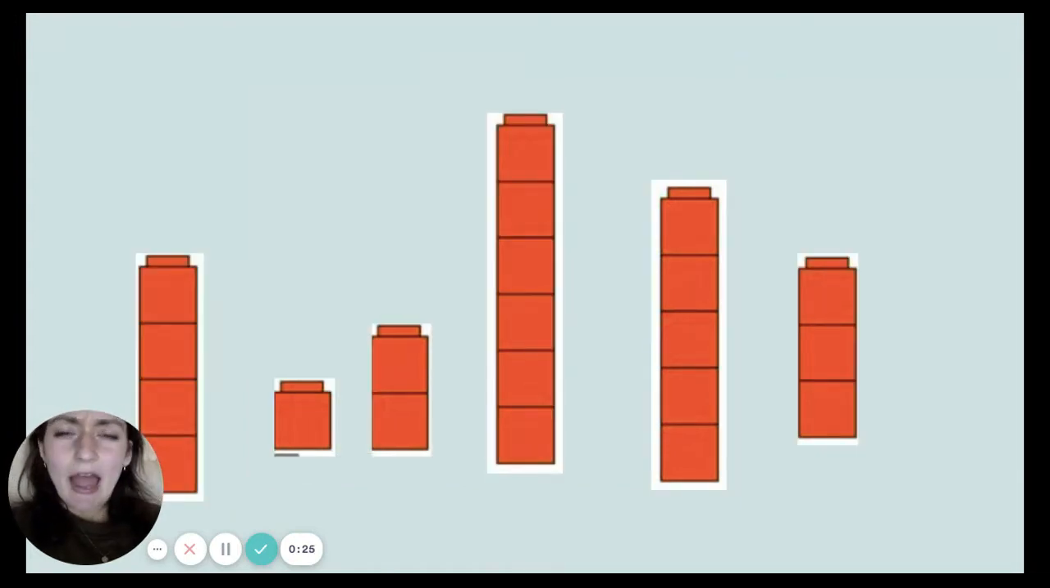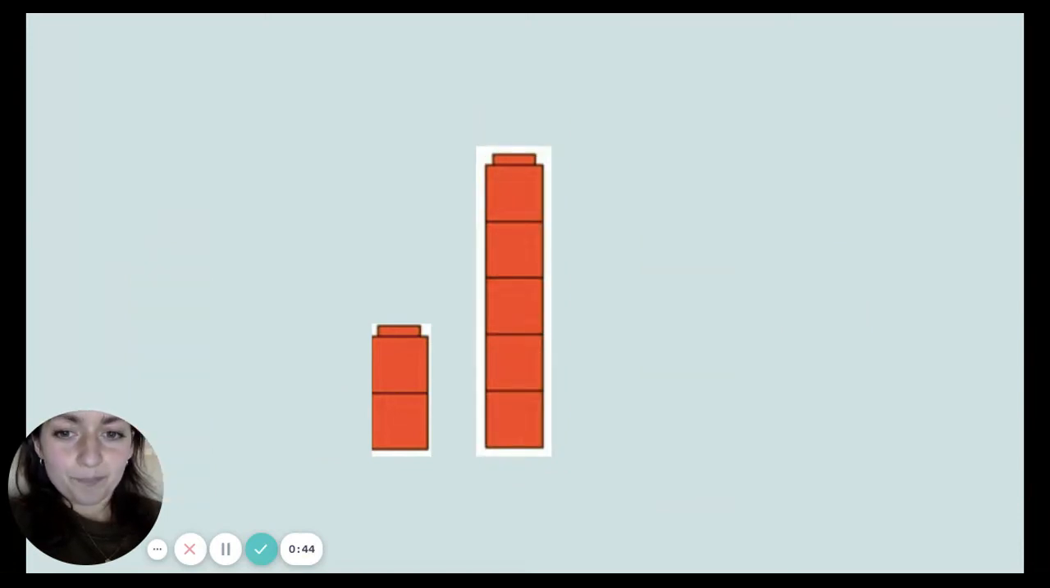Now, here they're out of order. They're not from tallest to shortest or from shortest to tallest. They're just all over the place. But we're going to talk about a couple different shapes. The first one that I want to talk about is our stack of 5 cubes and our stack of 2 cubes. We talked about this before. Now, do you remember which shape or which stack was shorter?